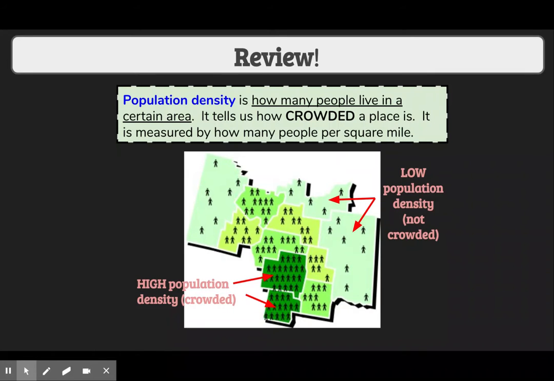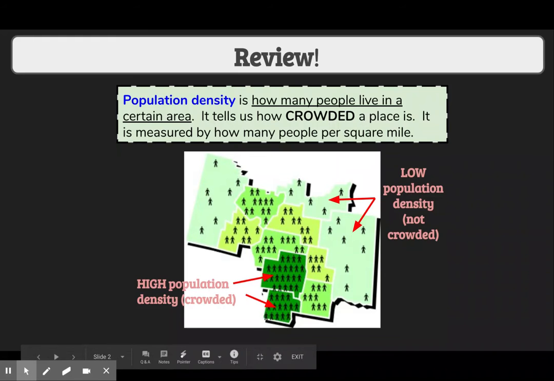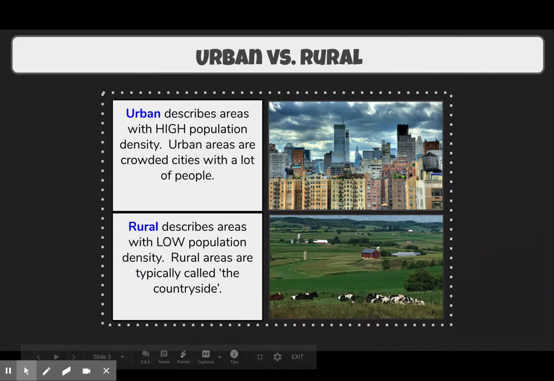So, we're going to review population density, and it's how many people live in a certain area. Again, it tells us how crowded a place is. So if you have fewer people, it's a low population density. If you have a lot more people, it is a high population density, meaning it is crowded. And then we talked about urban and rural. Urban is a high population density area, which is usually going to be crowded cities with a lot of people. Rural areas are low population and are usually called the countryside.